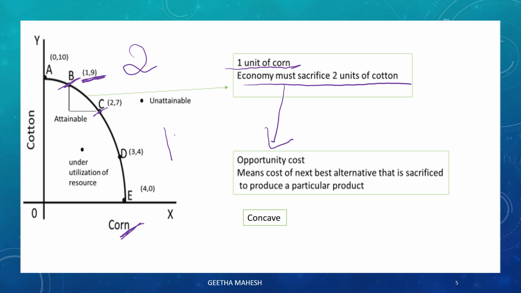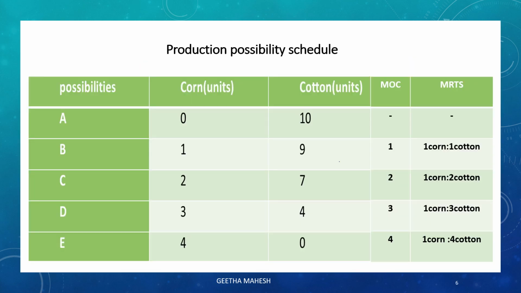This we call opportunity cost. The cost of the next best alternative, that is the sacrifice to produce a particular good. It is also called economic cost or alternative cost. Now let us understand this opportunity cost with the help of this production possibility schedule. Let us assume that the economy is producing 0 units of corn and 10 units of cotton.